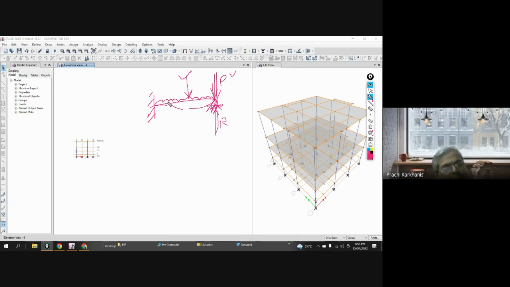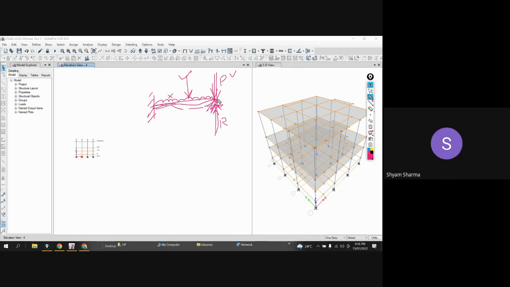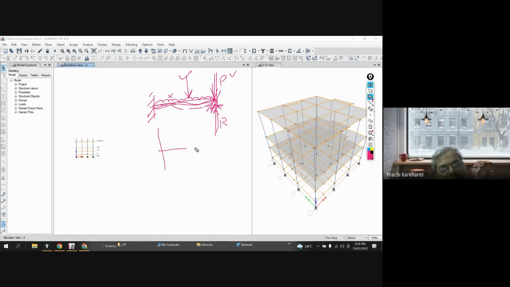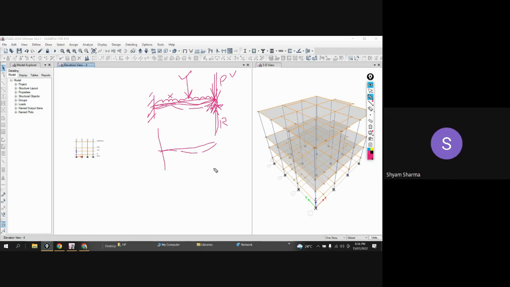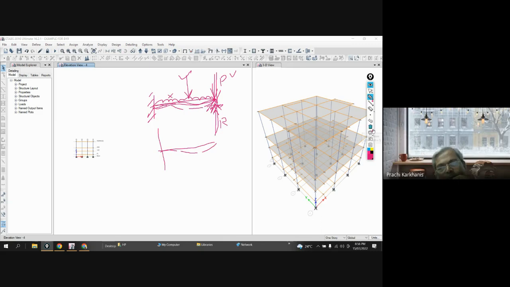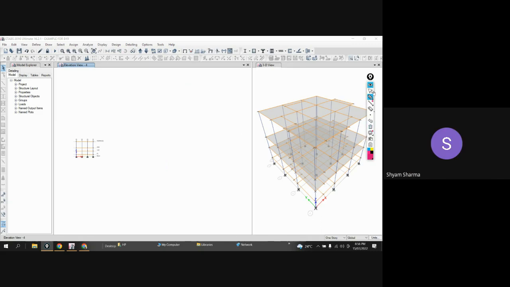See, even if the UDL is not there, the self weight is always there, no? And that is why I said that in that case also you will find a rotation like this due to the UDL that is coming on behalf of the self weight of the beam. Clear?